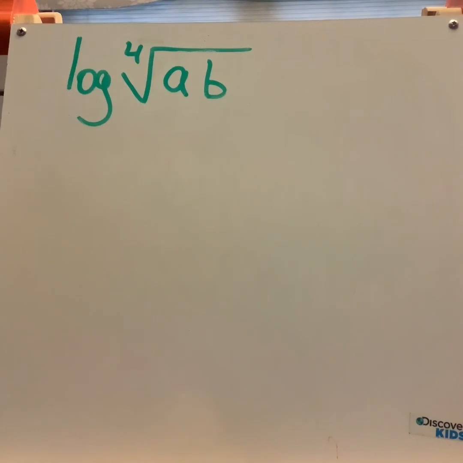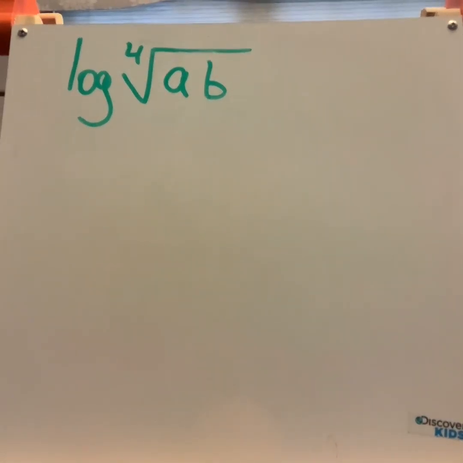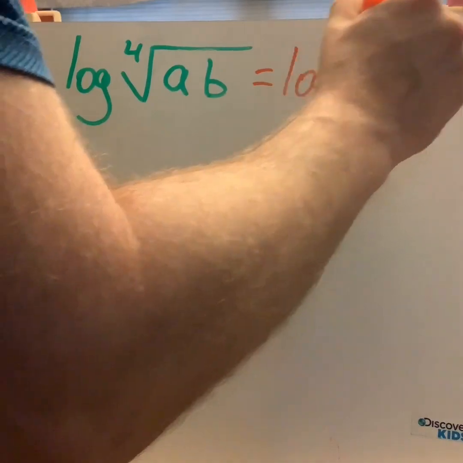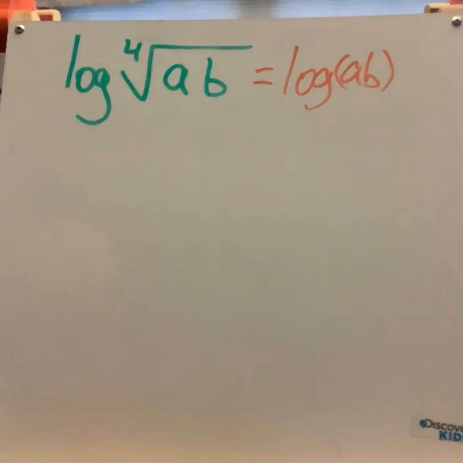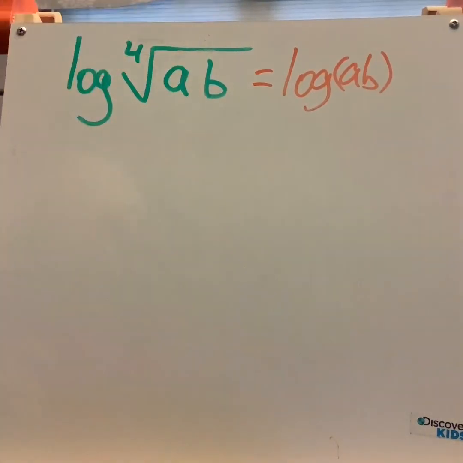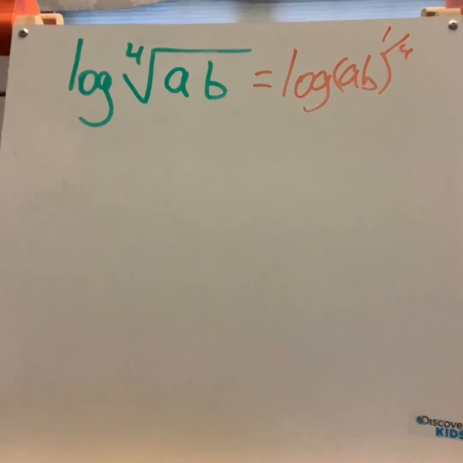So how would we expand this? All right? We have a radical. Ignore the log for a second. What does a radical mean? A radical means we have an exponent that's a fraction. So this is going to be equal to the log of a times b. Now notice, I have to put that a times b in parentheses because they're both under the radical here. And that's being raised to what exponent? 1 over 4. So that equals the log of a times b to the 1/4 power.